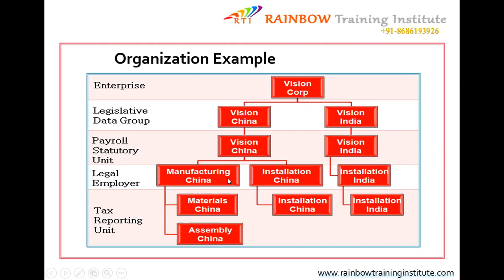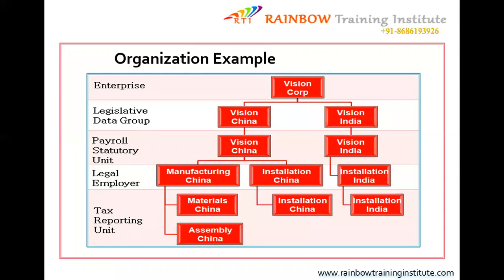And coming to the legal employers, we have manufacturing China, one kind of division, and another division is installation China. Two different companies we have under China itself, Vision China. One is manufacturing and another one is installation. So we classify them as legal employers so that they can hire employees in manufacturing and in installation. And coming to India, we have installation India only. So all these three will become legal employers.